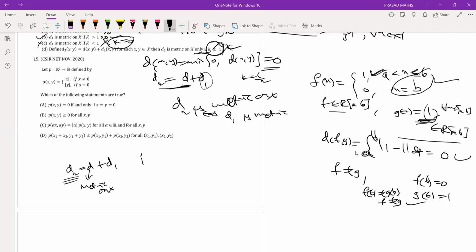When do you say that D2 is metric? D1 must be metric. In the condition, it is K greater than or equal to... D must be metric. Yes or no? D2 is metric if D1 must be metric. When do you say that D1 is metric? D1, what is D1? D1 is nothing but minimum of K comma D. Yes or no? So when do you say that D is metric?